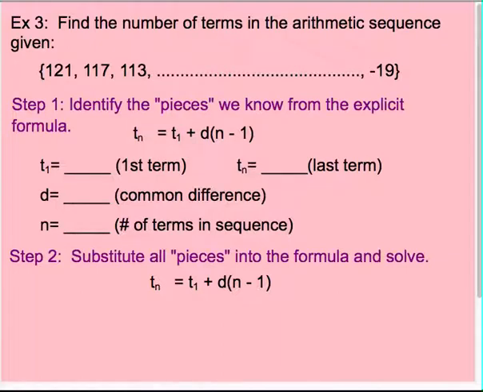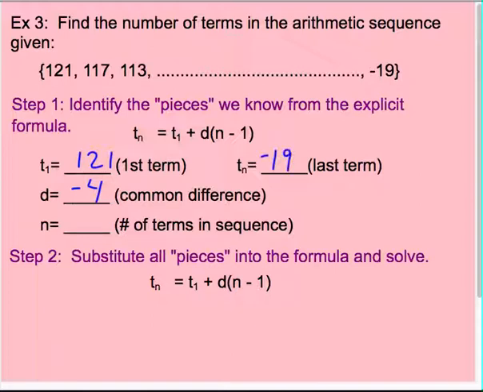The next example we're looking at is determining how many terms are in an arithmetic sequence, knowing the first few terms and the last term. So we need to figure out what the common difference is in order to find that missing information. So we're going to set up what we know. We know the first term is 121. And looking at my terms, I'm subtracting 4 each time, so that's my common difference. N is what we don't know, that's what we need to solve for. But we do know that our last term is -19.